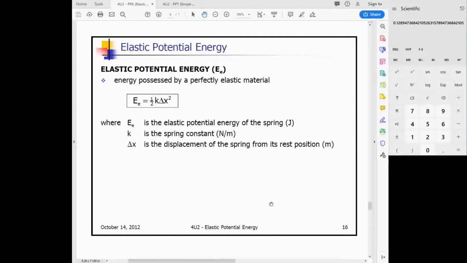So here's our elastic potential energy. It should be capital E with the subscript. It's the energy possessed by a perfectly elastic material. E is the elastic potential energy in joules. k is the spring constant, and delta x is the displacement.